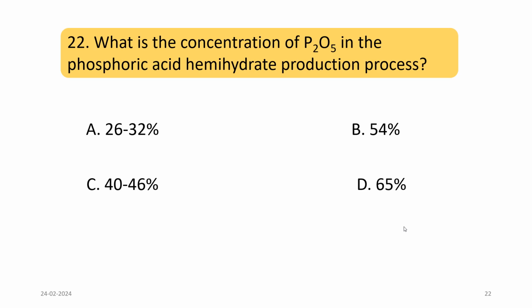No, 40 to 46%. Yes. So here the concentration of P2O5 increases from the previous step, which is 40 to 46%, but still it is low. Still we are not getting even 50% of phosphoric acid. So next we have to again increase its efficiency. So for now it is 40 to 46%.